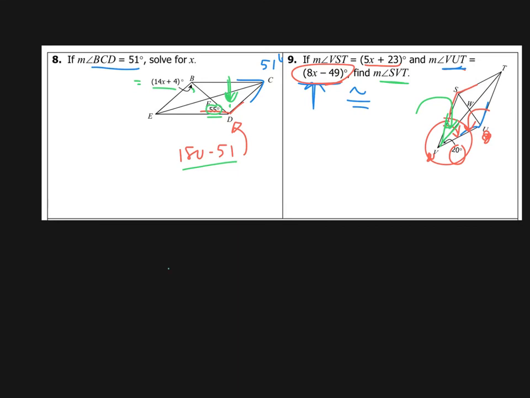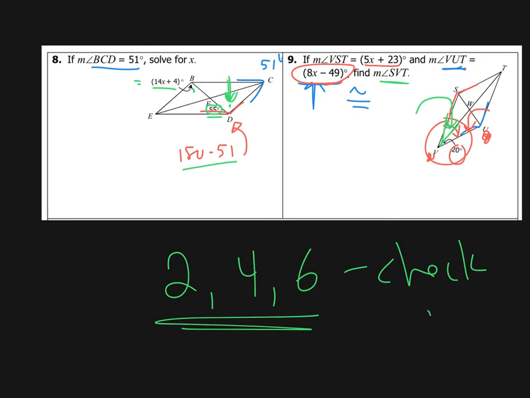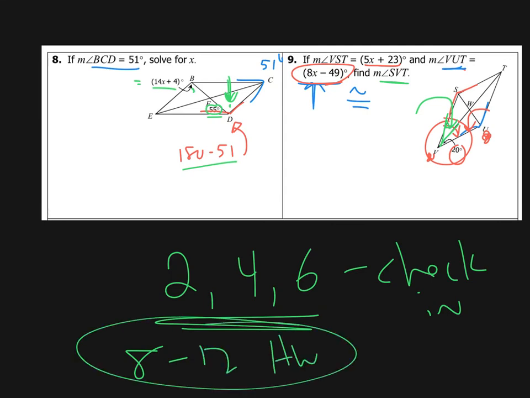Don't forget, 2, 4, and 6 first. Check in. Then get going on the homework 8 through 12. Right? This is homework. This is classwork. Check that in first.